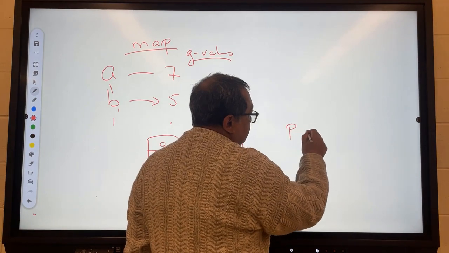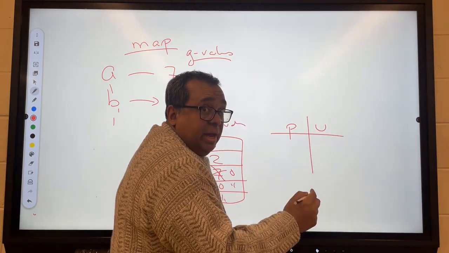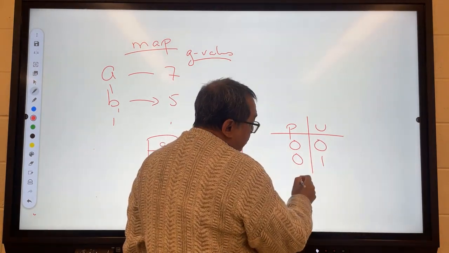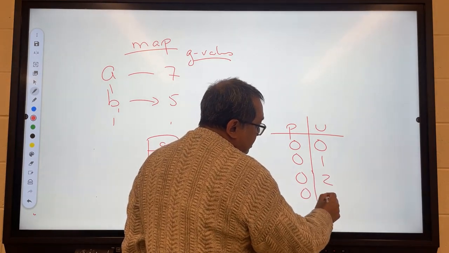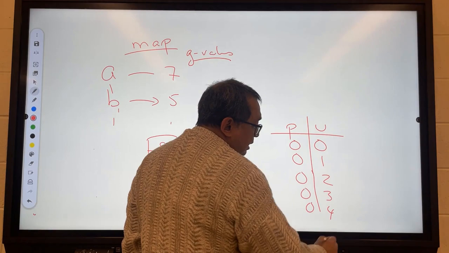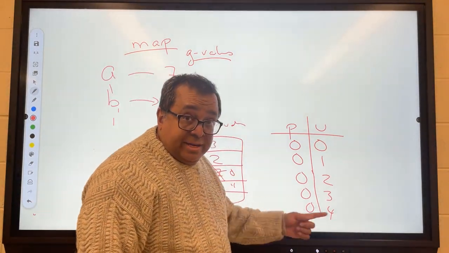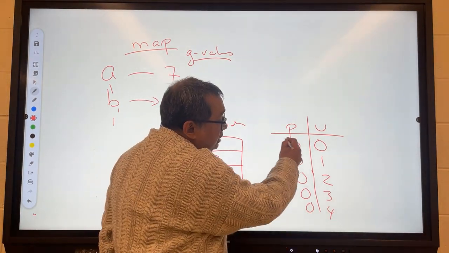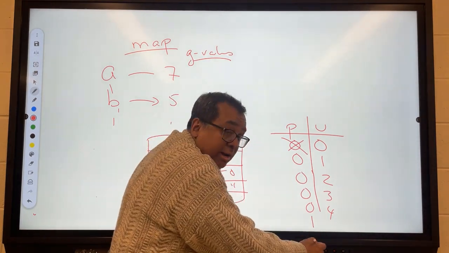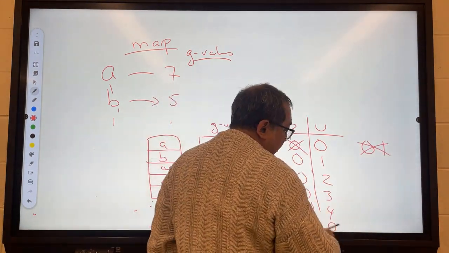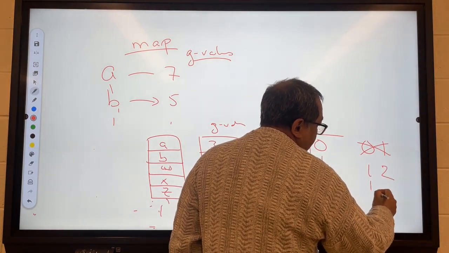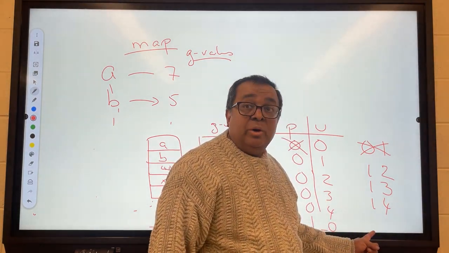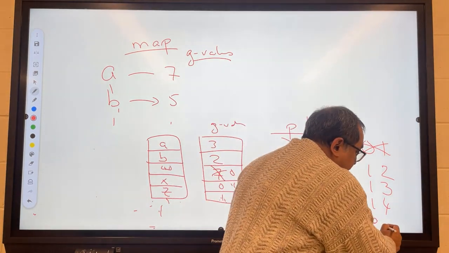So imagine that these are the table of G values. Here's P and here's U, okay? So we tried this, it didn't work. We tried this, it didn't work. We tried this, it didn't work. We tried this, it didn't work. We tried this, it didn't work, okay? The next thing we try, Mila, should we try 0, 0 again? No, we need to reject this P value now and change it to a 1 and then try that next. If that fails, we need to try this next. And then we're going to try this next. And then we're going to try this next. And now if that fails, what's the next one we're going to try? 2, 0.